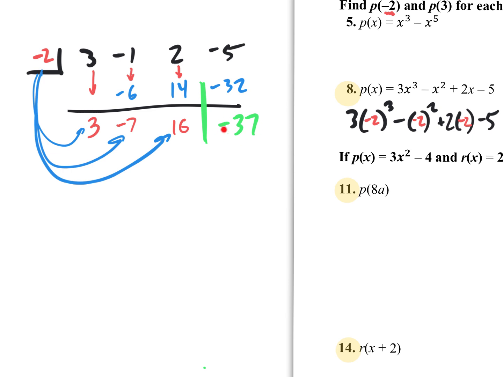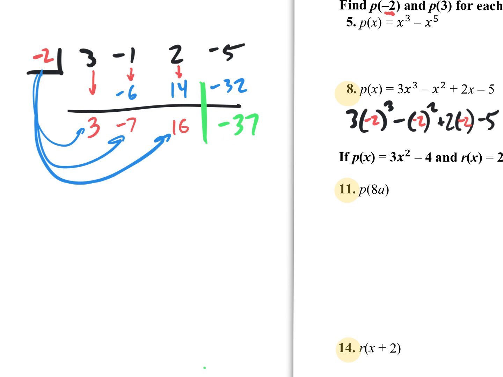Normally, we call this a remainder, right? But if you're using synthetic as substitution, not division, then it's not a polynomial answer with the remainder over the original divisor. It's actually the answer to plugging in -2. So when you plug in -2, you're going to get out a -37. If you were to go over here and go -2 to the third, that's -8 times 3 is -24. Right here, -2 squared is 4 with the minus sign in front, so -4. -2 times +2 is -4. Add all those, you're going to end up with -37, believe it or not.